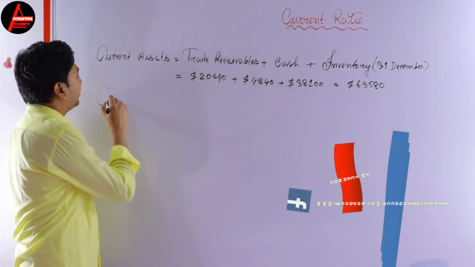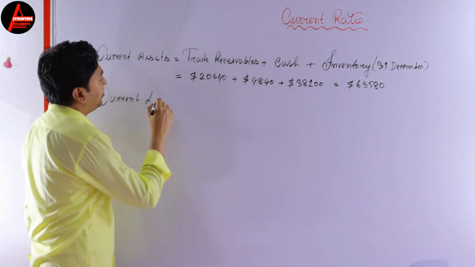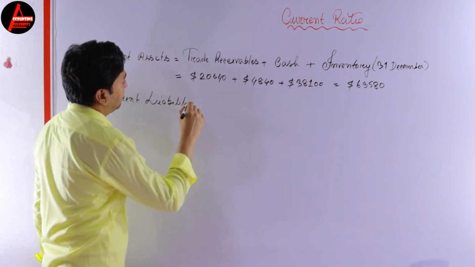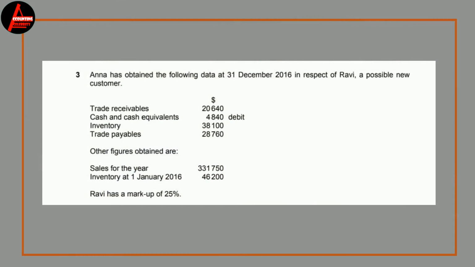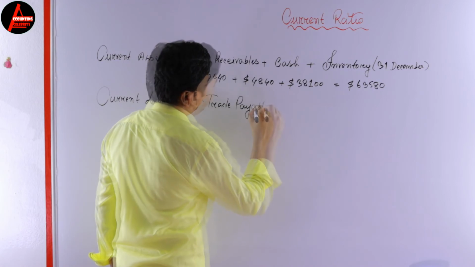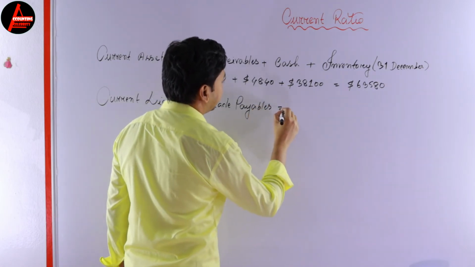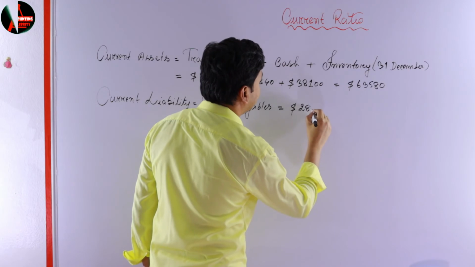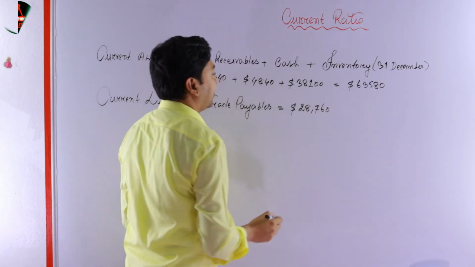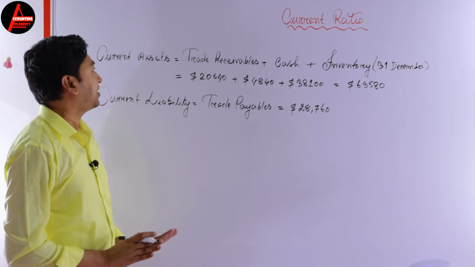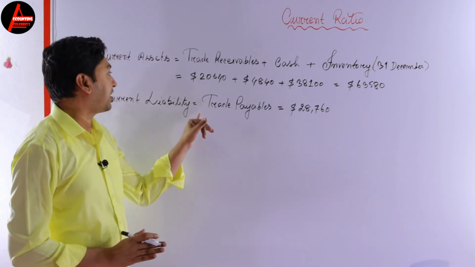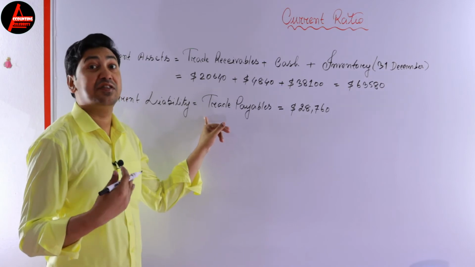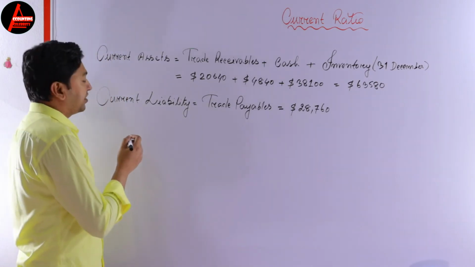So what is our current liability here? Current liabilities. Have a look at the question. Here we have only one current liability, which is trade payable. Let us write here trade payable. The price is $28,760. So we got our current assets and current liabilities. There are some other current liabilities like bank overdraft and other payables. Okay, fine.